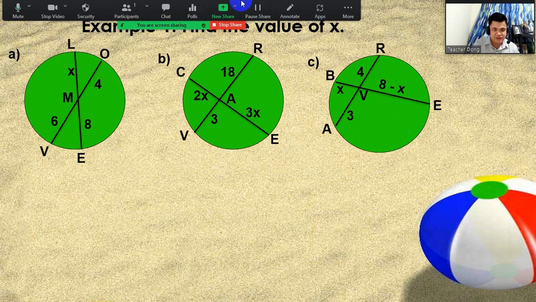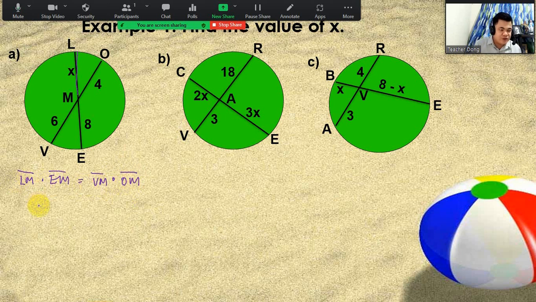We have A, B, and C. Find the value of x. In letter A, before we can solve for the value of x, you have to write your representation. The first portion: let's talk about chord LE. In chord LE there are two portions, segment LM, which you multiply by segment EM, equals the other chord, chord OV, so segment VM times segment OM. This is now your representation: portion times portion of the first chord equals portion times portion of the other chord.